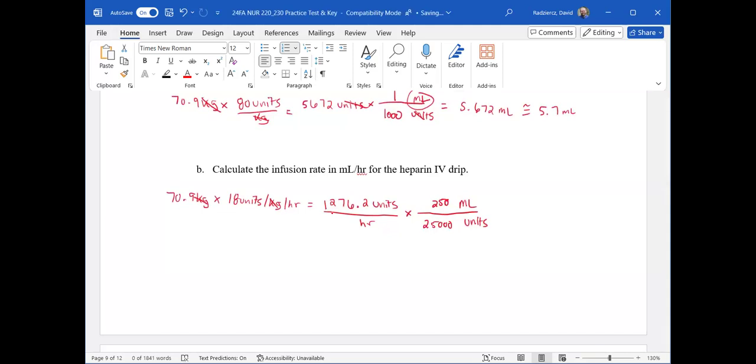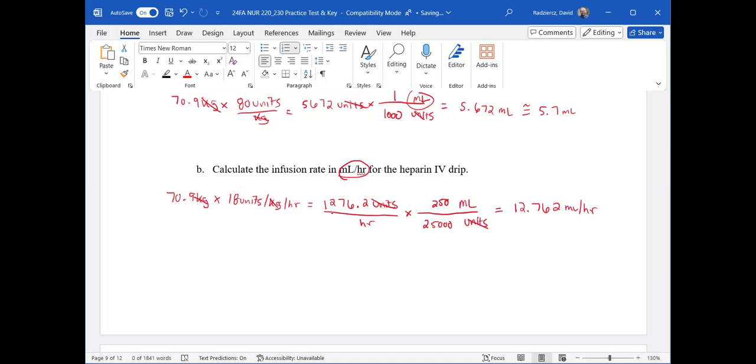So a different scenario. Different values. Again, before I do any kind of math, I can see that I'm going to get milliliters per hour, which is what it asks me to solve for, calculate for. So 1276.2 times 250 divided by 25,000 will give me 12.762 milliliters per hour.